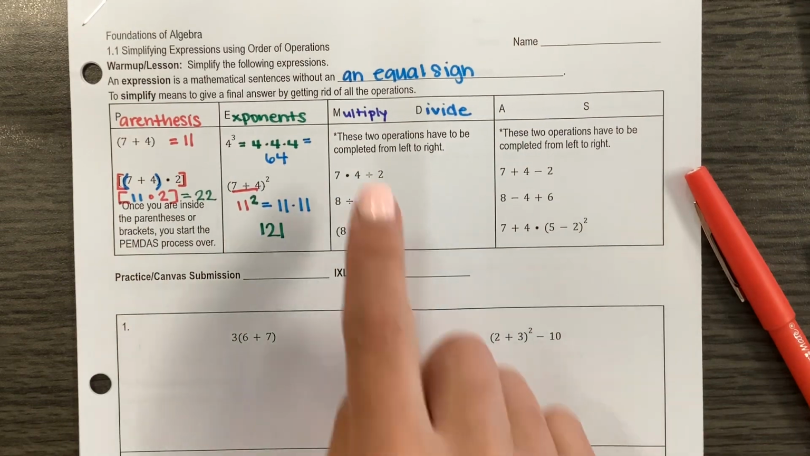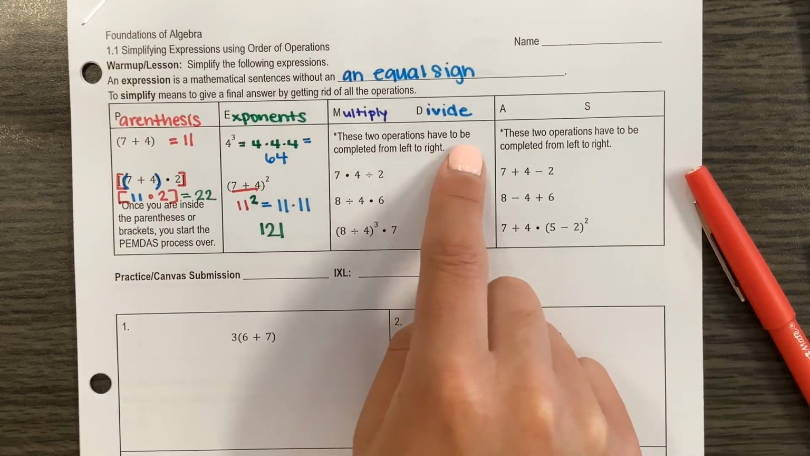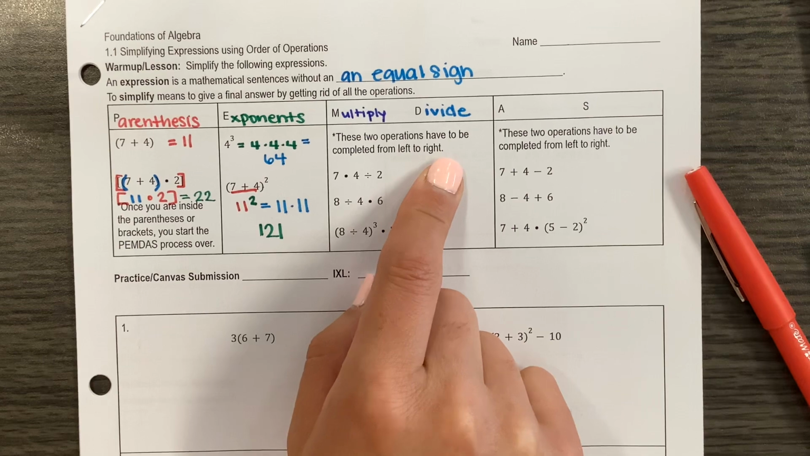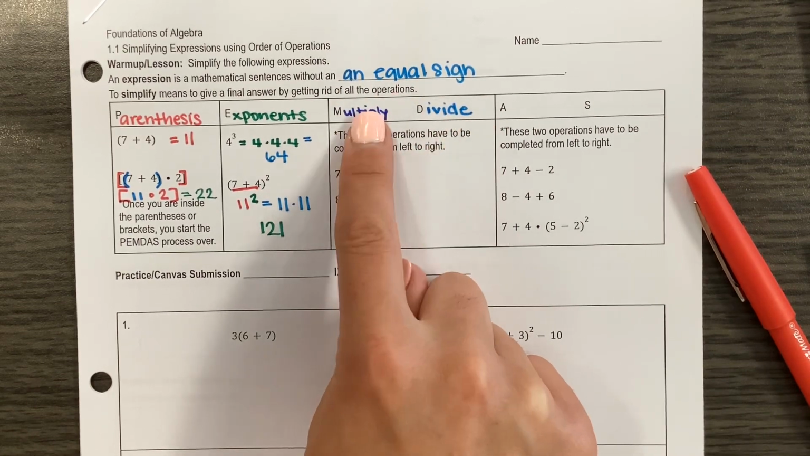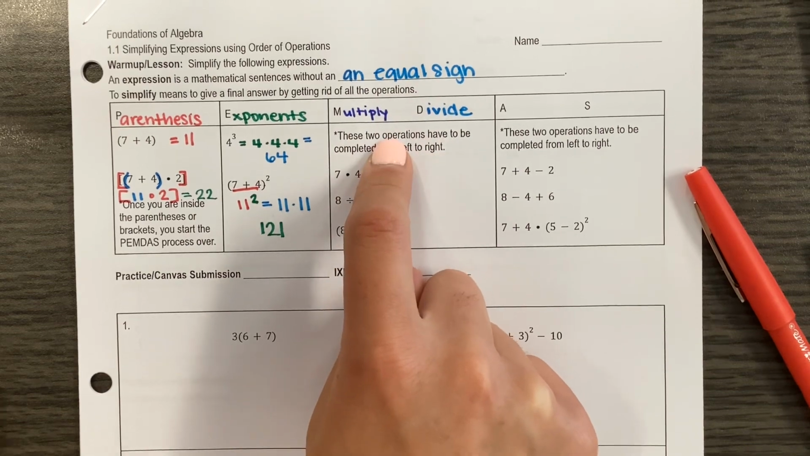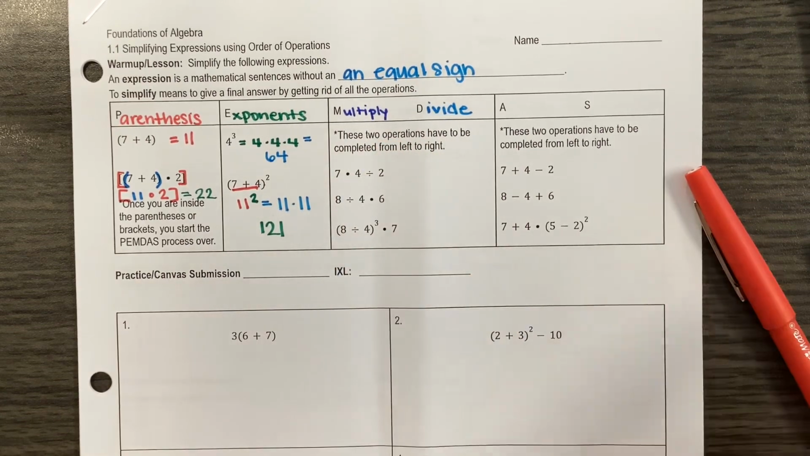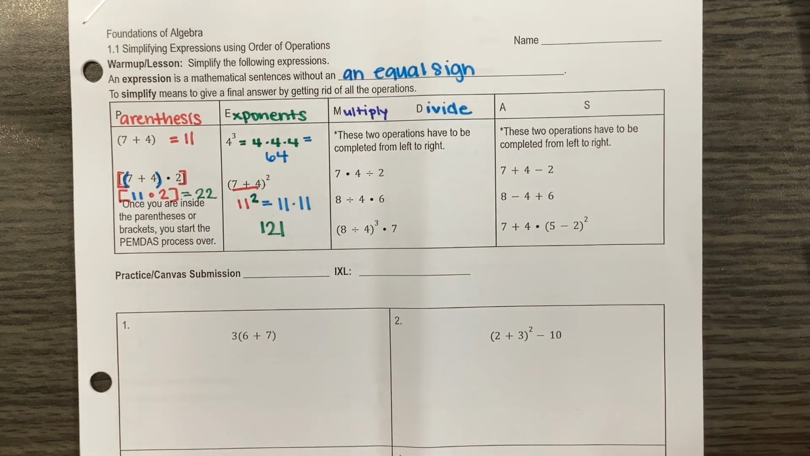Okay, so if you look at the asterisk, it says these 2 operations have to be completed left to right. So it does not matter what comes first, multiplication or division, division or multiplication. You have to go left to right like you're reading a book. So if I look at this first one, it has multiplication and division on it.